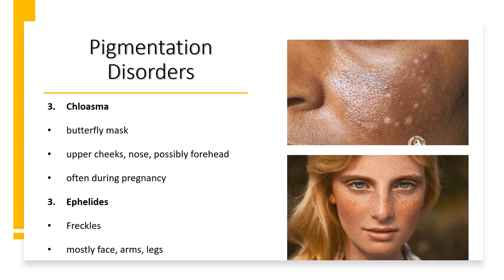Ephelides are freckles. That's the Latin name, or the medical name, for freckles, ephelides, and most commonly seen on the face, but can be seen on the arms, the legs. You can have freckles anywhere on the body, really, but mainly the face. So ephelides are freckles, and chloasma is a butterfly mask, often in pregnancy.